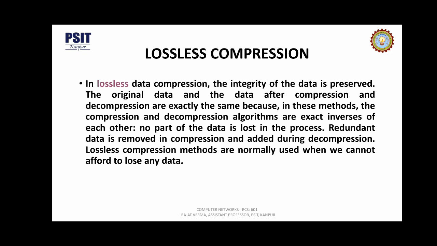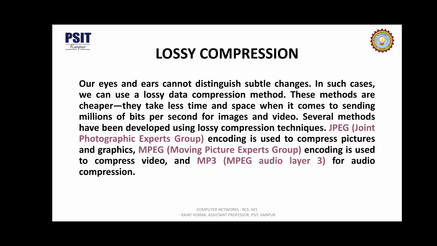Now, lossless compression can be of various types. For example, run length encoding, Huffman coding, or LZW encoding are types of lossless compression. And moving on to lossy compression, here our eyes and ears cannot distinguish subtle changes. In such cases we can use a lossy data compression method. These methods are cheaper and take less time and space when it comes to sending millions of bits per second for images and video.